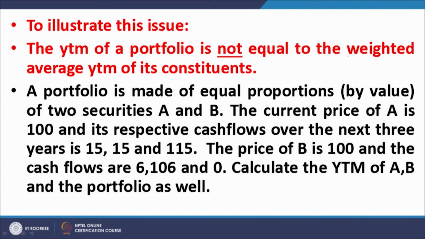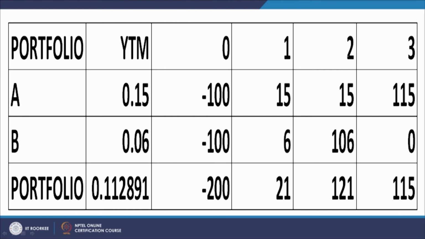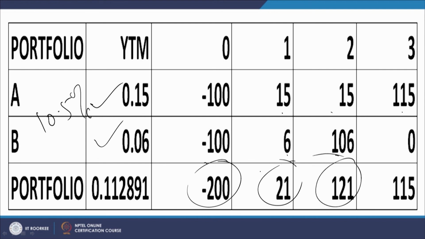Calculate the YTM of A, B and the portfolio as well. So, A's YTM is 15%, B's YTM is 6% and the weighted YTM is 10.5%. But what is the portfolio YTM? What are the cash flows? The cash flows given to us are tabulated here: minus 100, 15, 15 and 115, minus 100, 6, 106 and 0. We work out the aggregate cash flows. At t equal to 0, it is minus 200, t equal to 1, it is 21, t equal to 2, it is 121, t equal to 3, it is 115.